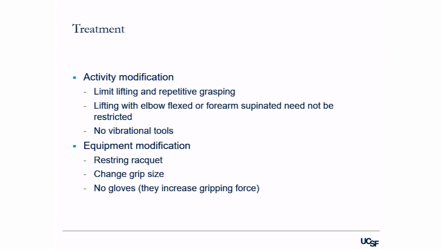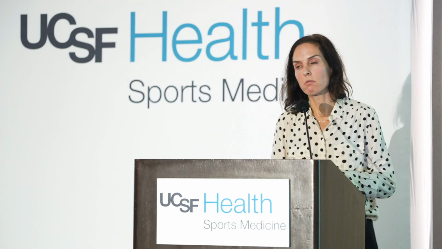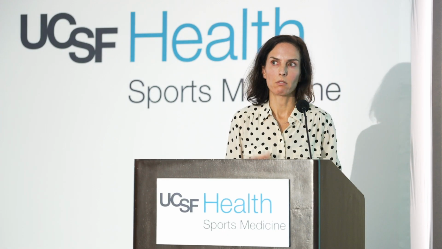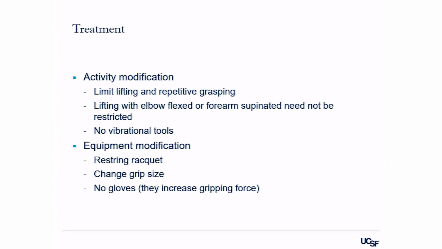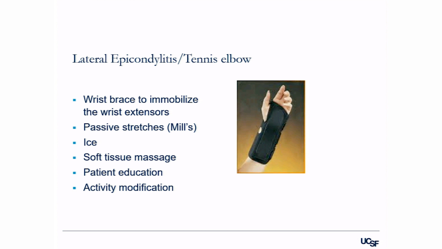Treatment most of the time is just wait. It takes 18 months, usually gets better, but they don't like you for those 18 months. Limit lifting and repetitive grasping, try some therapy, and equipment modification. There are several things you can do. You can splint; some people will splint the wrist because it's a wrist extensor problem.